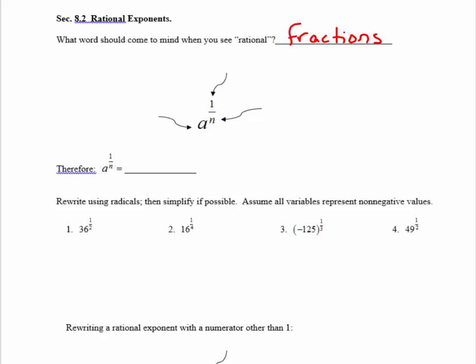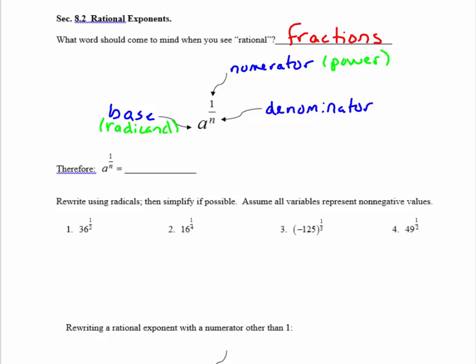Well, in a fractional exponent form, the a is considered the base, the 1 is the numerator, and the n is the denominator. So if we had fractional exponents, we have a base, we have a numerator, and we have a denominator. But in radical form, the base is the radicand, and the numerator will be the power, and the denominator will be the index. So let's see how this looks.